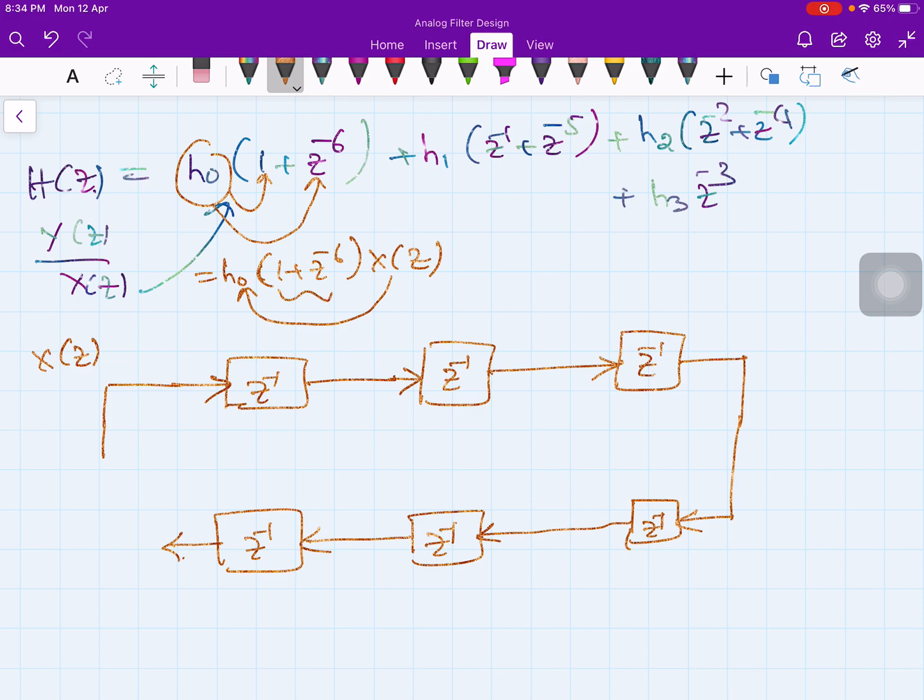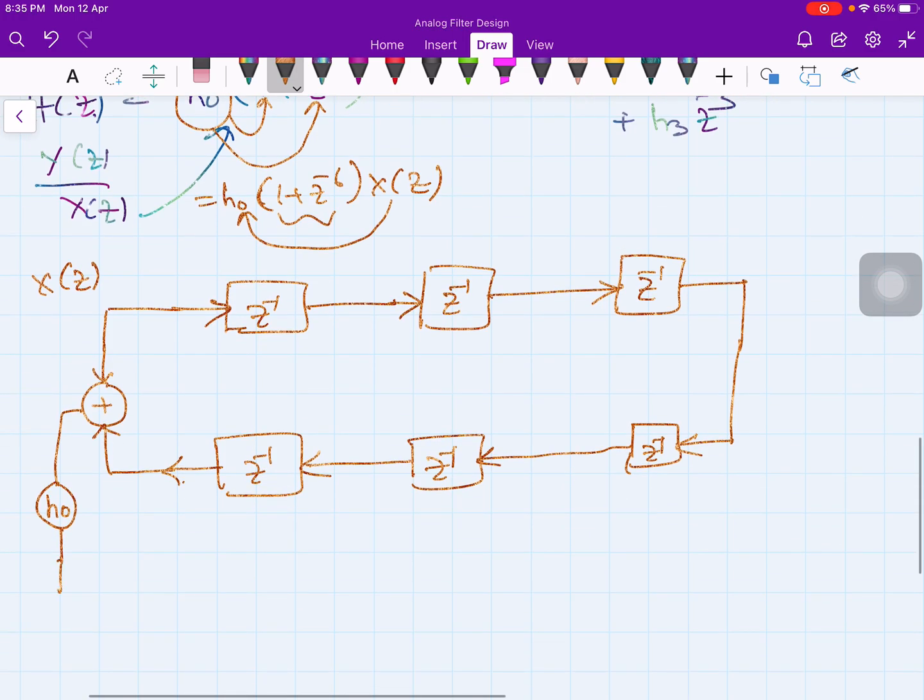First you add these two guys, and then you multiply by h naught, and this is what you will get. This point is h naught multiplied by 1 plus z to the minus 6 x of z, and this is a point, feeding point, x of z.